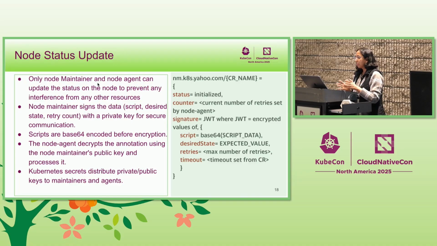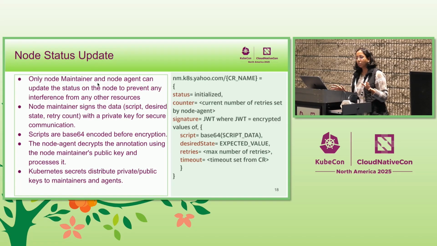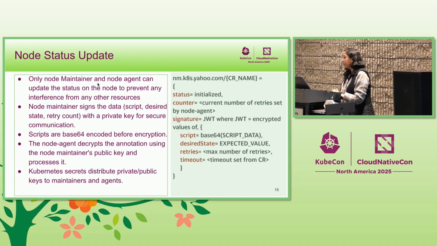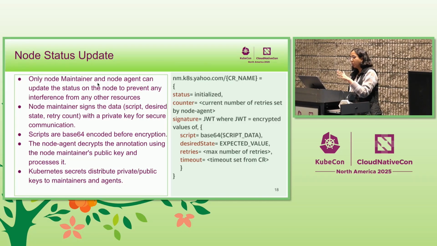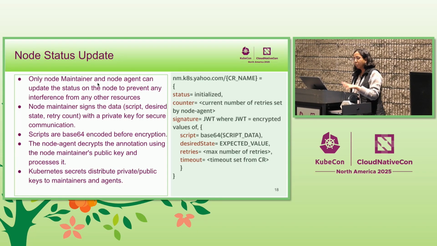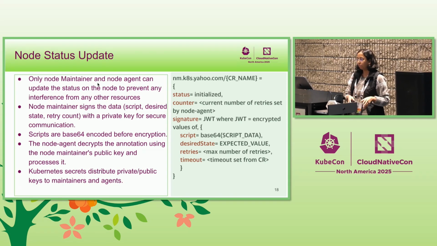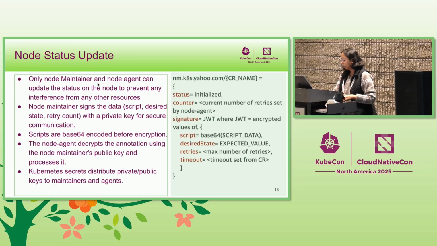You must have noticed that while we are performing this entire chain of actions, the annotation is very crucial here. But what if there is interference from another system that can potentially dilute the whole flow? In order to prevent that, we are encrypting this annotation and submitting it in the form of a JWT token, encrypted using the private key of the node maintainer, which the node agent can use as a public key to decrypt it and start performing the action.